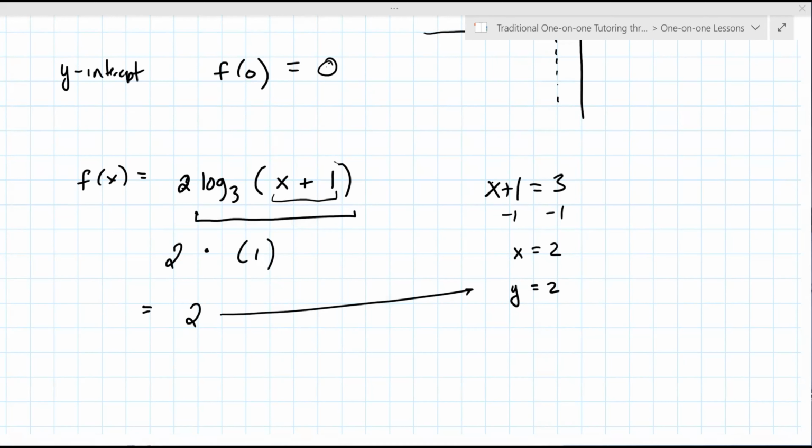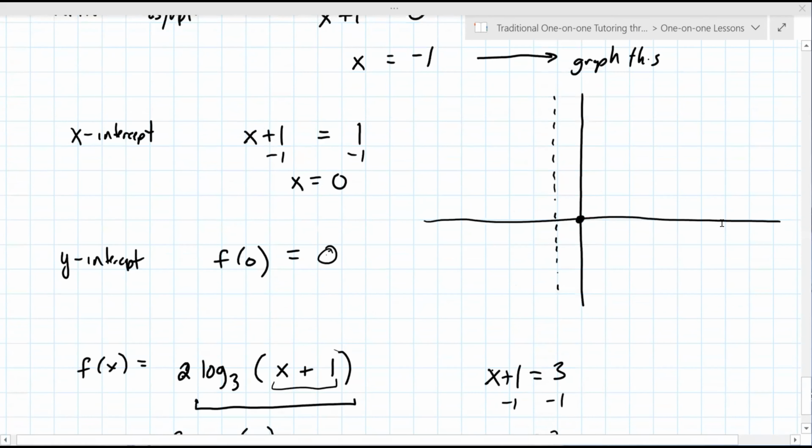So if I go back to the graph, I just add that next point, 2, 2, right there. And then again, I just make this kind of shape that goes through both points.